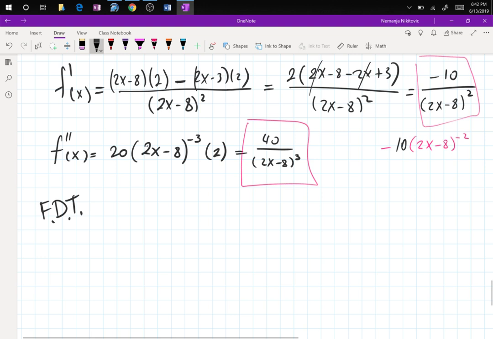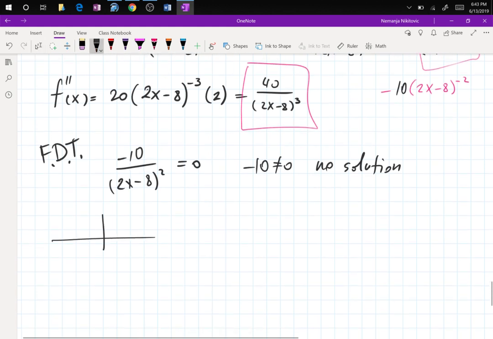Okay, so we set the first derivative equal to 0. And we find no solution because negative 10 is not the same as 0. So no solution. Now when we partition, we still have to partition at 4 because that's where the vertical asymptote is. We partition on critical points and vertical asymptotes. You might not have any of them, like last time, but sometimes you have one, sometimes you have both, or multiple asymptotes. That's possible too.